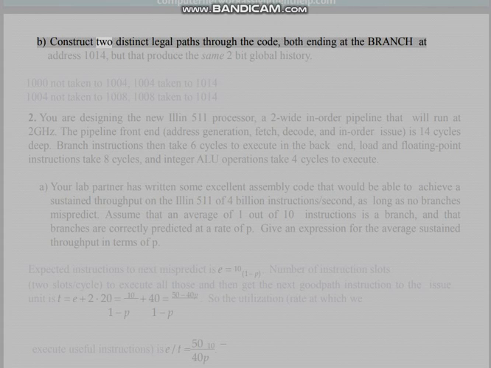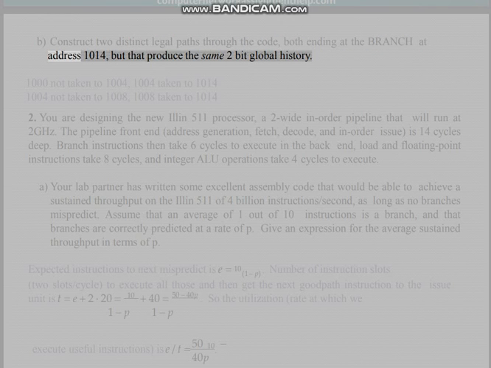B. Construct two distinct legal paths through the code, both ending at the branch at address 1014, but that produce the same 2-bit global history. 1000 not taken to 1004, 1004 taken to 1014. Or 1004 not taken to 1008, 1008 taken to 1014.